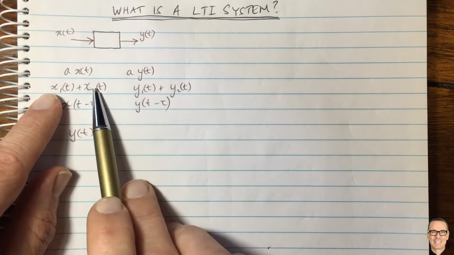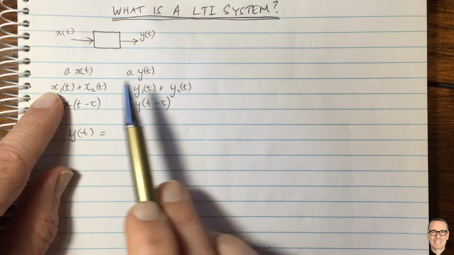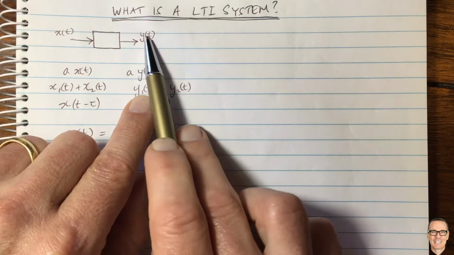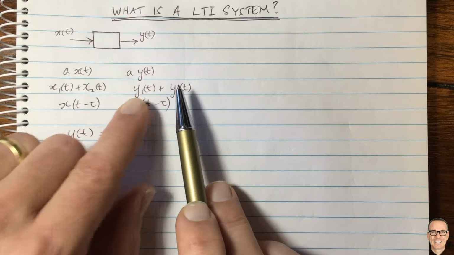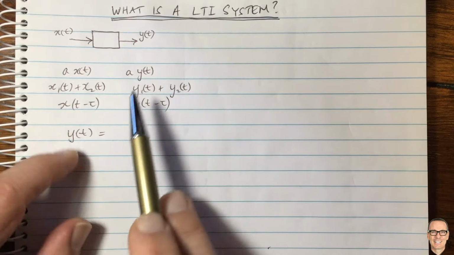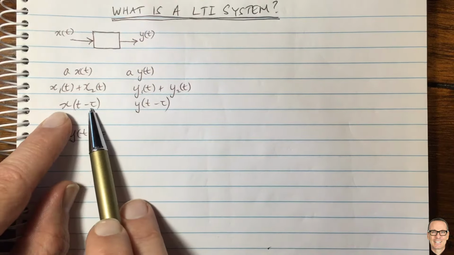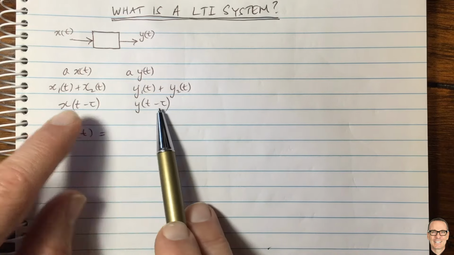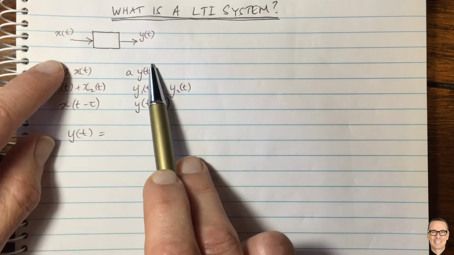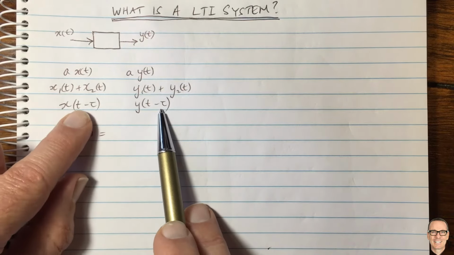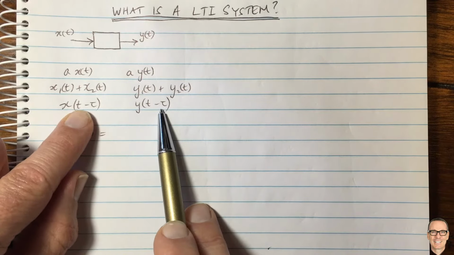Also, if you put in two signals added together, then the outcome coming out will be the addition of the two individual outputs added together. And the time invariant is that if you shift in time the input, then the output gets shifted in time by the same amount. So these two are for linear, and this one is for time invariant.